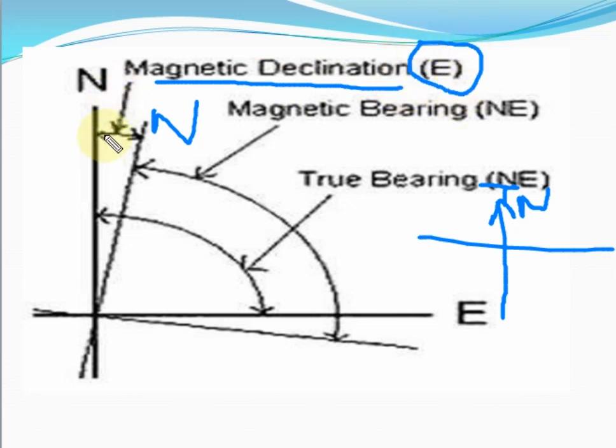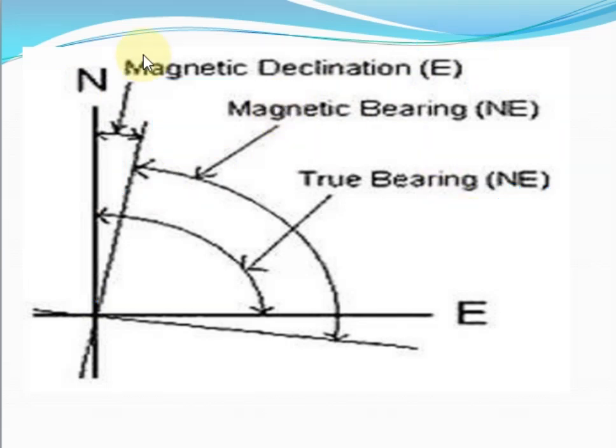So when the bearings are deflected toward the east direction, that we call magnetic declination toward the east. When the bearings are towards the west direction, it is magnetic declination toward the west. So the magnetic declination is either east or west, just remember that.